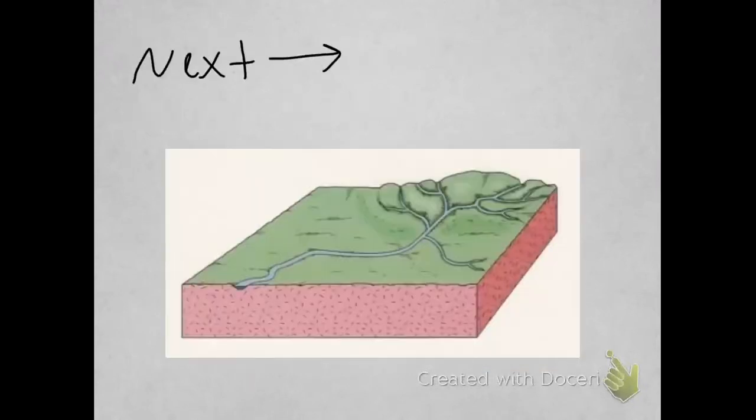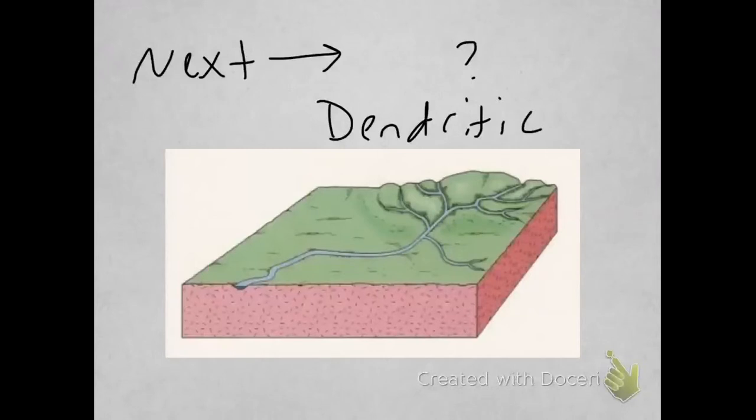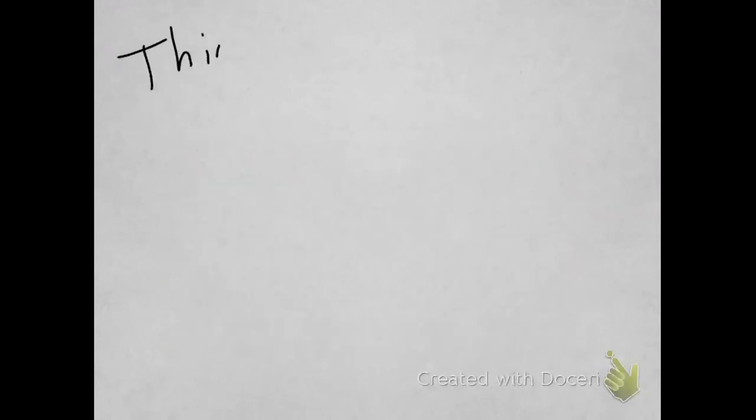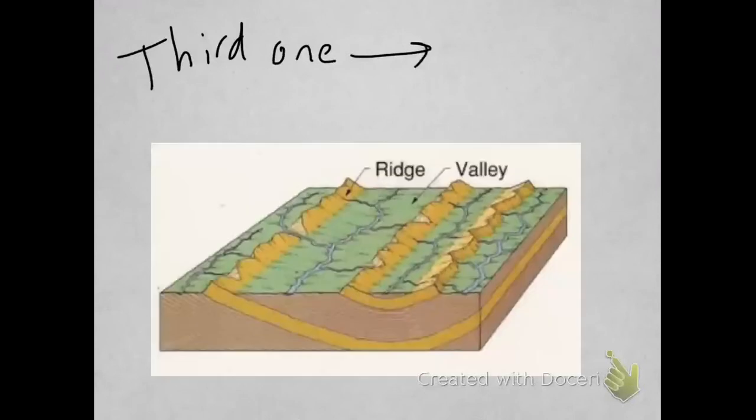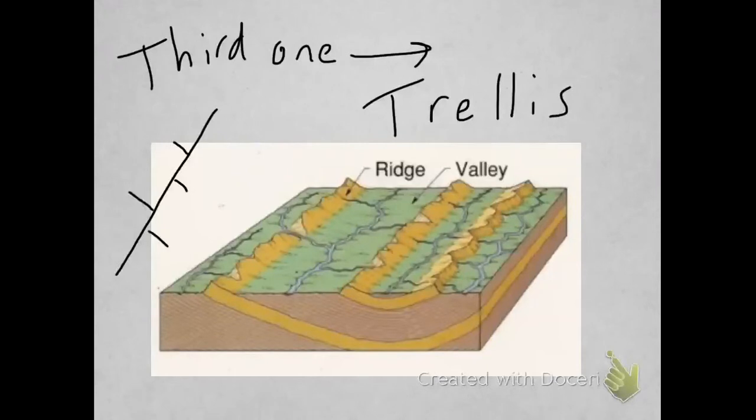Okay, next is this picture, and that is called what? Okay, that is dendritic. 98% of all streams in the world are dendritic. Third one, I've got 4 to choose from. This is the picture, and that is trellis. And the reason why this one is trellis is because it closely resembles something like that I've drawn over on the left.